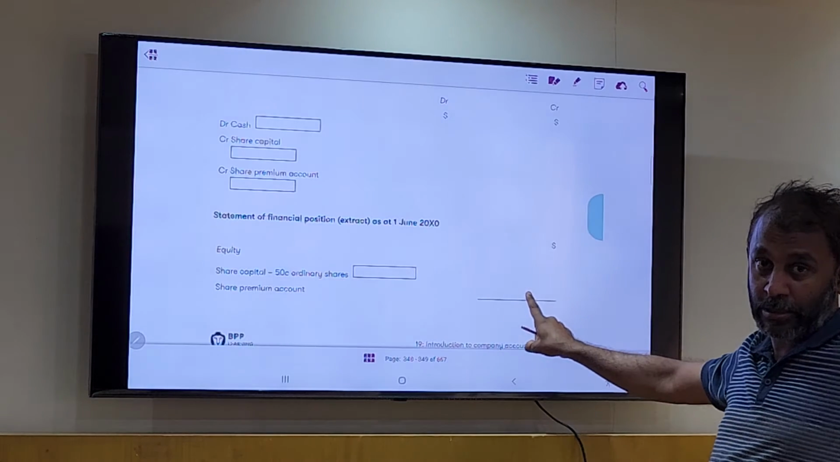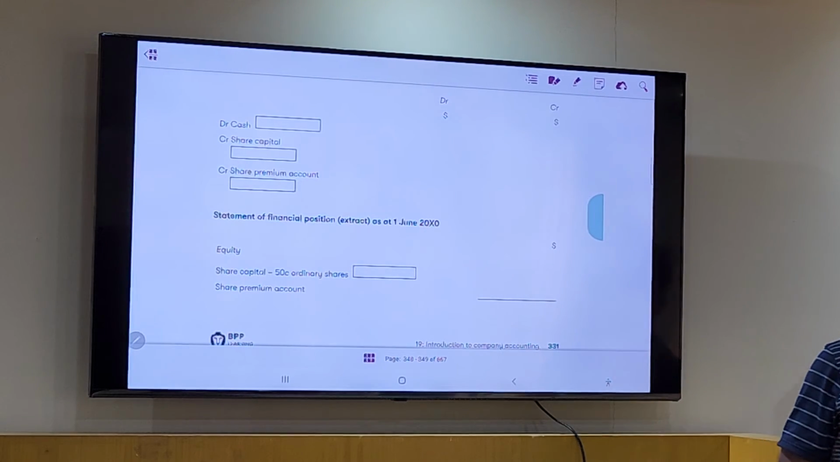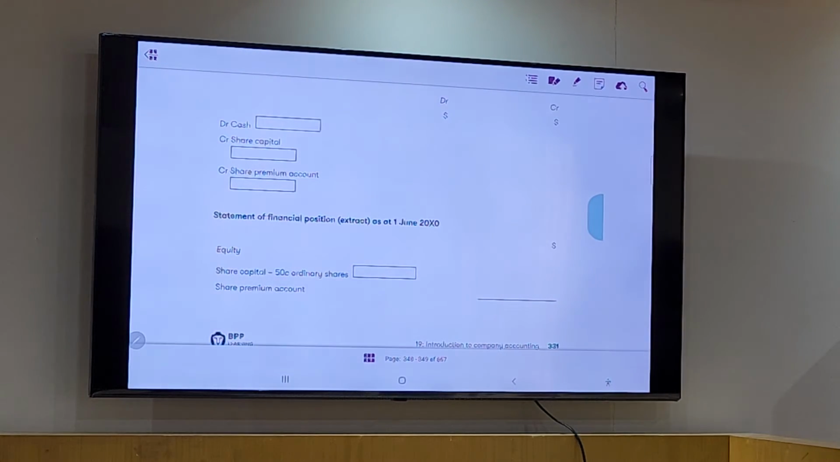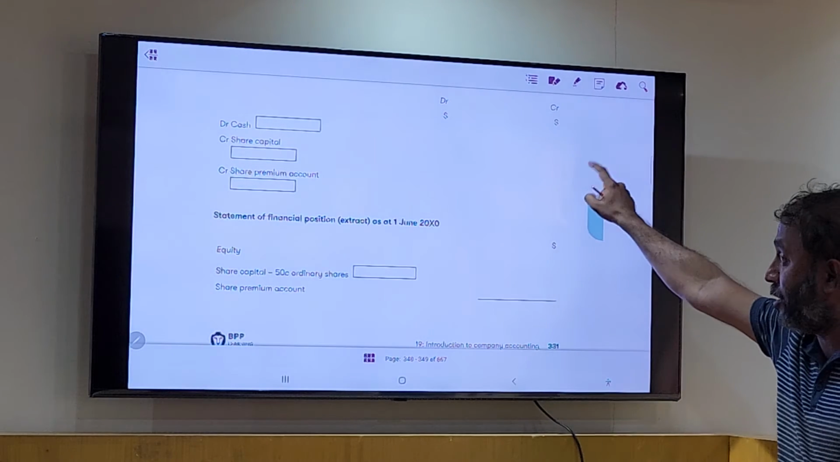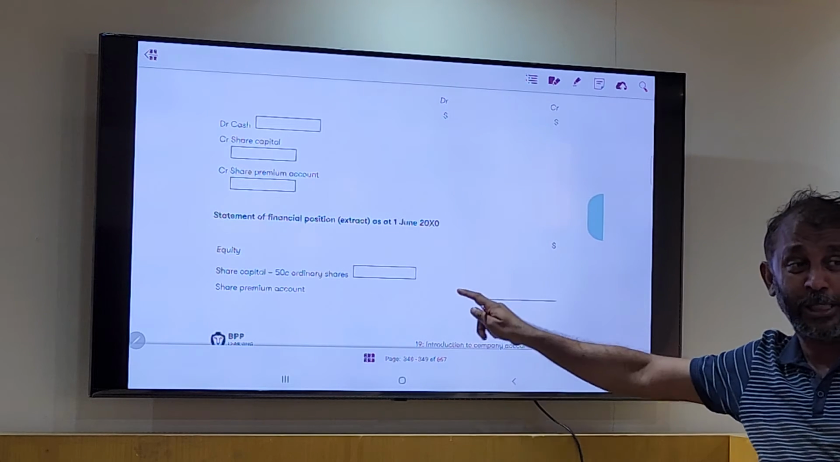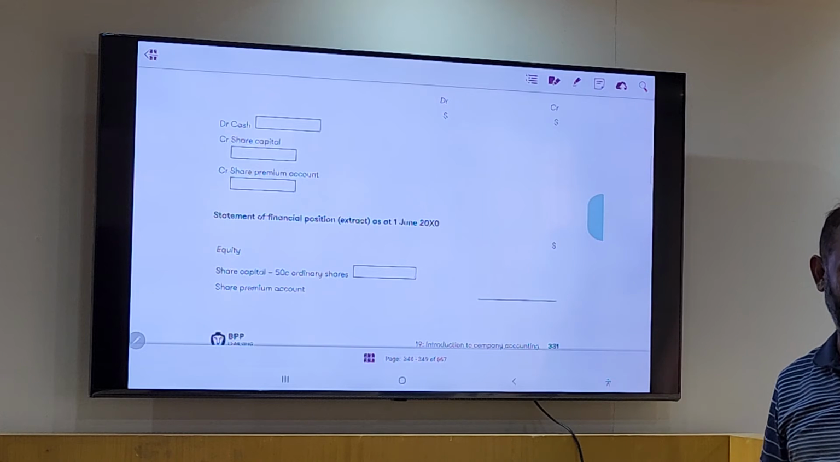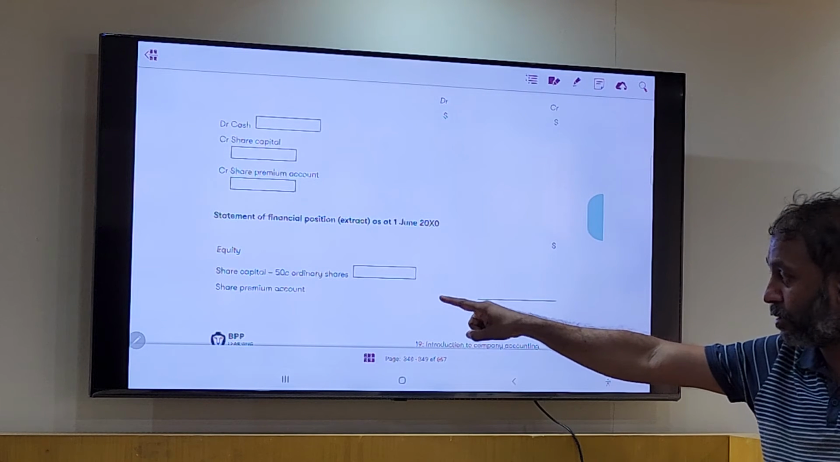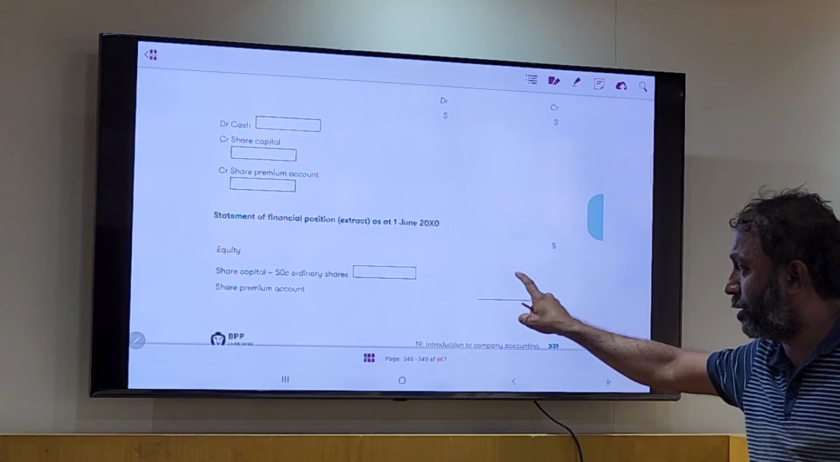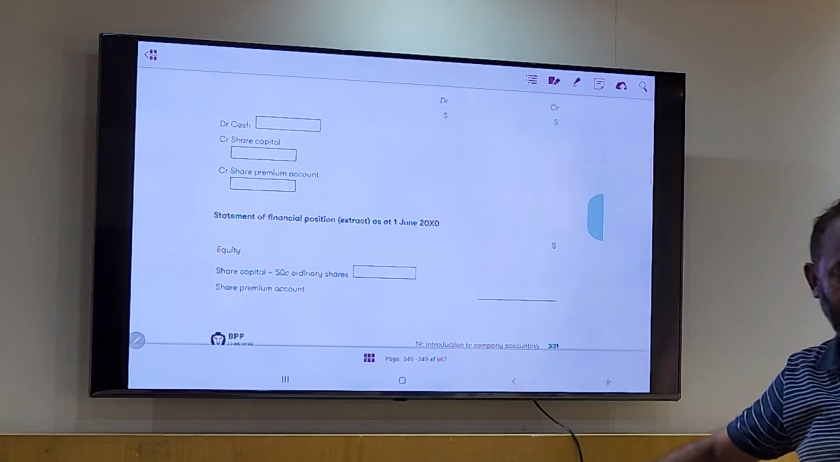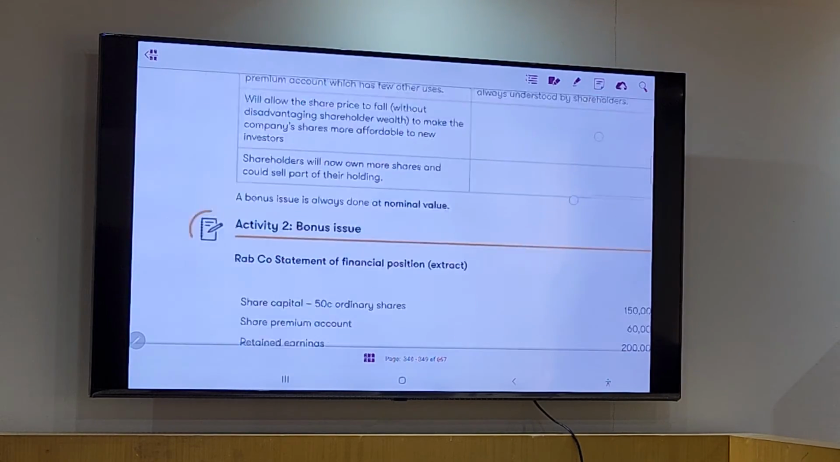Share premium, 60,000. First one, cash, 200,000 into 0.8. Second, 200,000 into 0.5 plus 0.3. Exactly. And this is the answer we have to show as a presentation. How are you going to put it in your financial statement? So 50 cents into 200,000 will be 100,000. Share premium is straight away 60,000. Can I move to the next one?